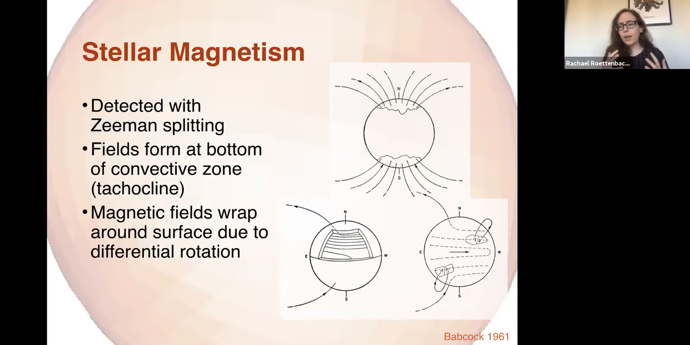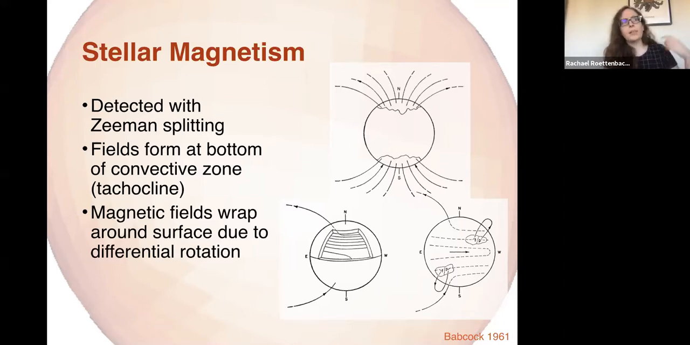And over time, these field lines get stuck into the convective zone, and they get dragged around the surface of the sun because of differential rotation. And that just means that the solar material at the equator rotates more rapidly than the material at the pole. So for the sun, it's like a 26-day rotation period at the equator, and then closer to 35 days or something like that at the pole. So it's an easily observed quantity for the sun.